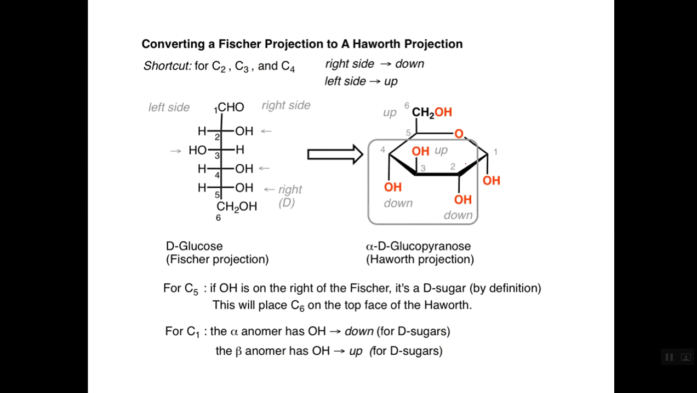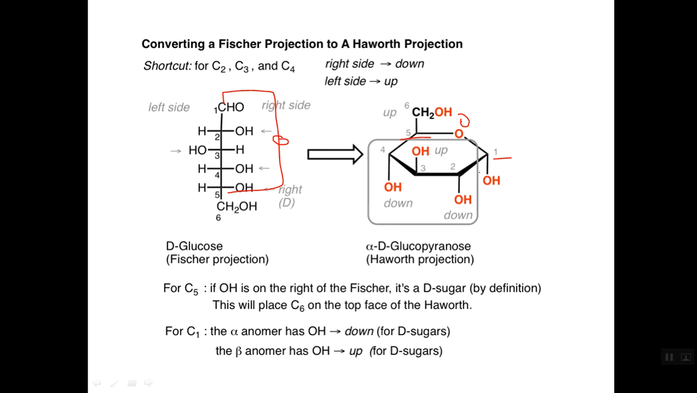Converting a Fischer projection to Haworth projection, that you learnt in the previous slide. Here the CHO, the first carbon atom, is binding to the C5 carbon atom. That's why we have written the O between C1 and C5. So there is formation of the hemiacetal ring, a six-membered ring, and that's why you have the O between C1 and C5.